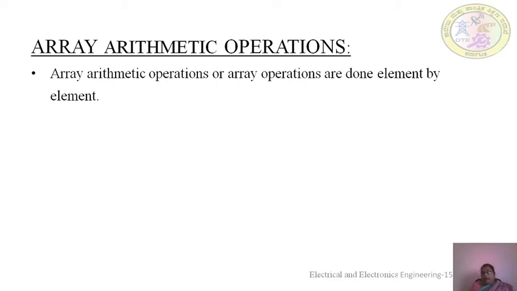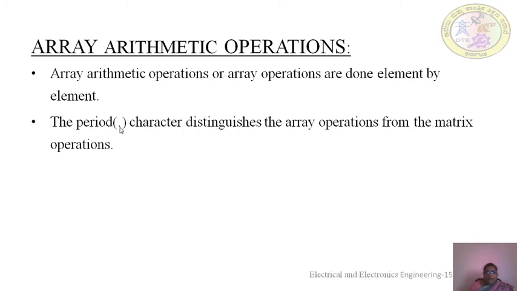Array arithmetic operations are done element by element, whereas matrix operations are not done element by element other than the addition and the subtraction. The period or a dot character distinguishes the array operation from the matrix operation. If you give a dot along with the operator, prefix a dot along with the operator, that means we are performing the array operation. Without the dot along with the operator, then we are performing the matrix operation.